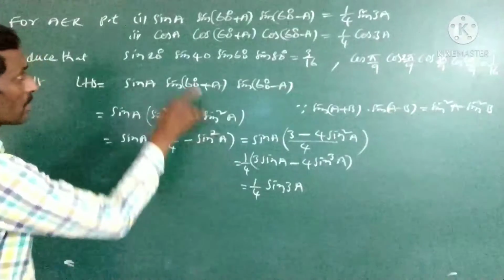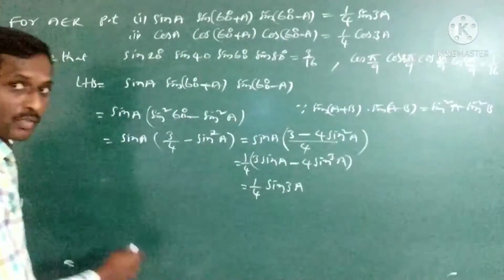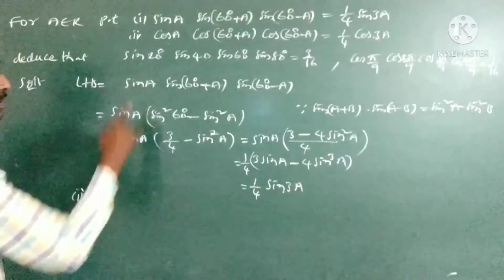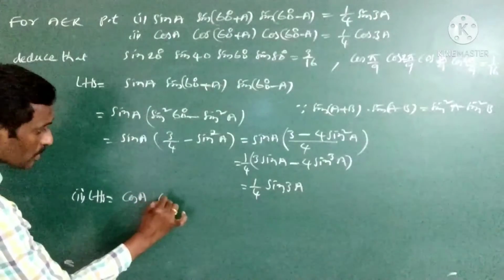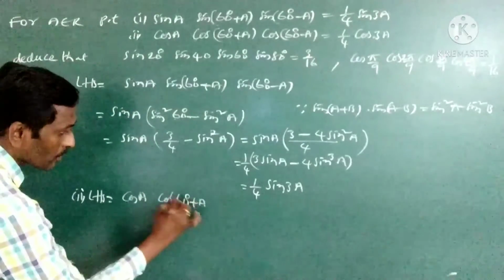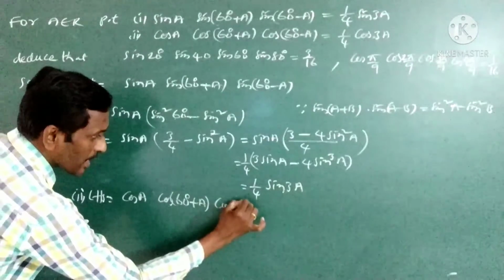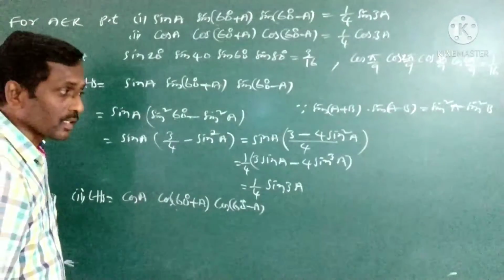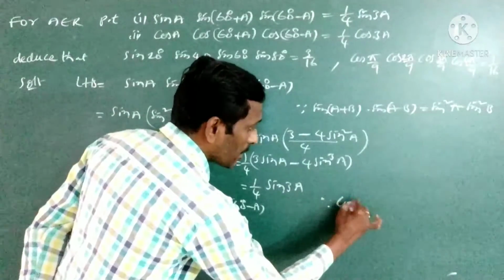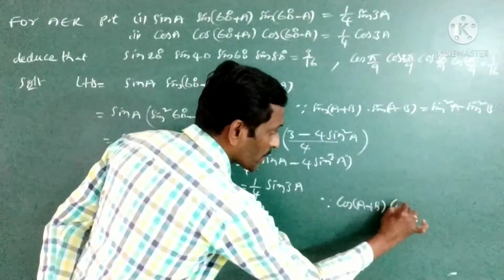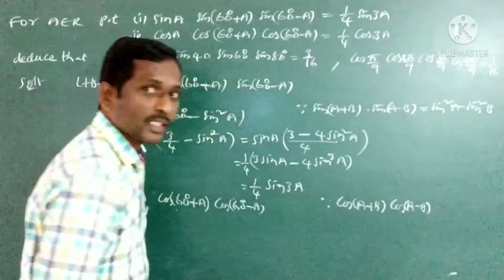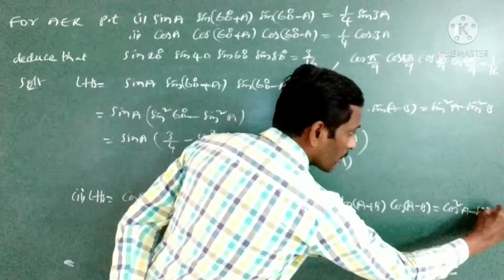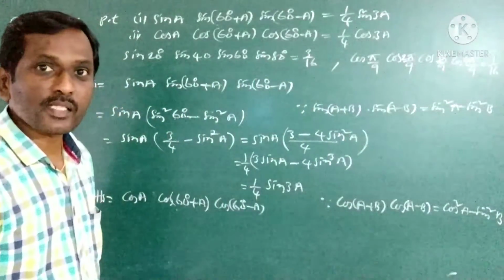As it is. Second also we have to do. So now taking the second one, the LHS of the problem: cos A into cos(60+A) into cos(60-A). Again, here we have cos(A+B) into cos(A-B). What is the formula for cos(A+B) into cos(A-B)? Cos square A minus sin square B.